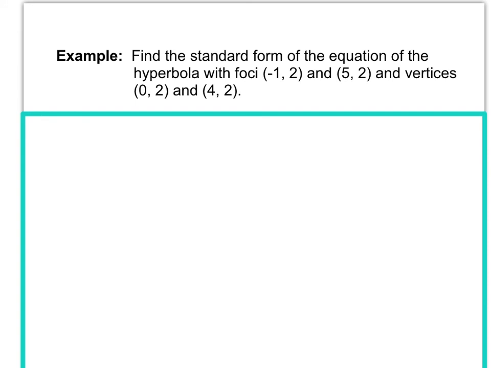Okay, here's our last example. We're not going to graph this, we just need to come up with the equation. So when that happens, I don't care if it's a circle, parabola, ellipse, or hyperbola, the first thing you need to do is sketch it so you know which equation to use as your base. So this one says the foci are at negative 1, 2, there's one of them, and 5, 2.